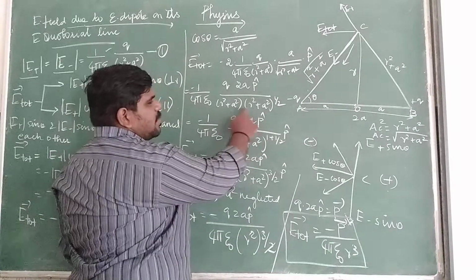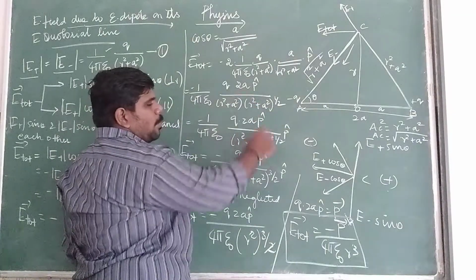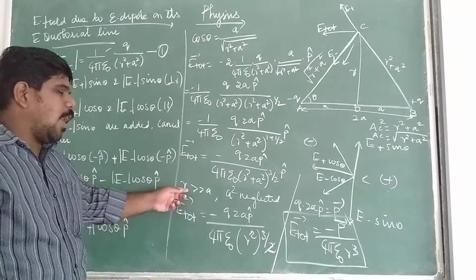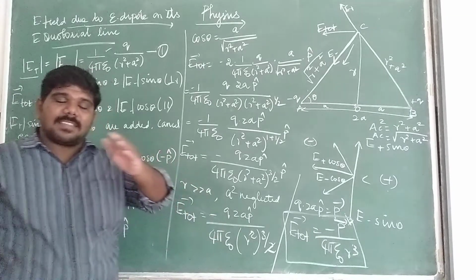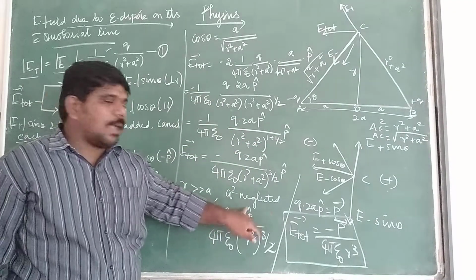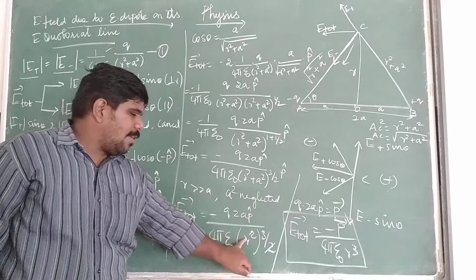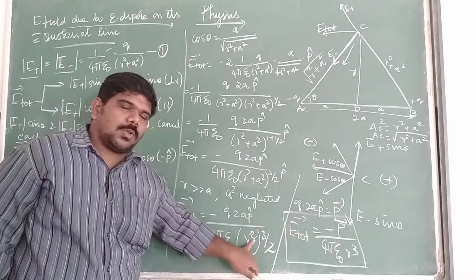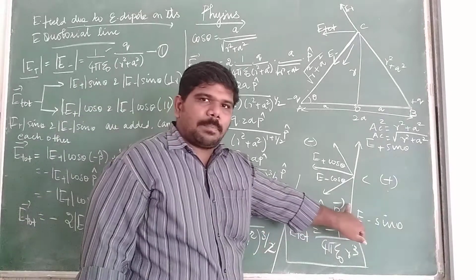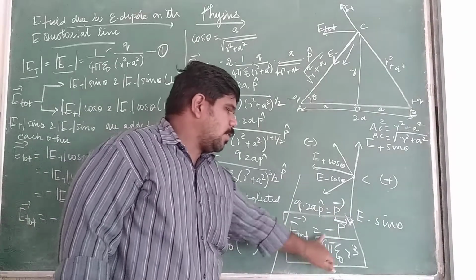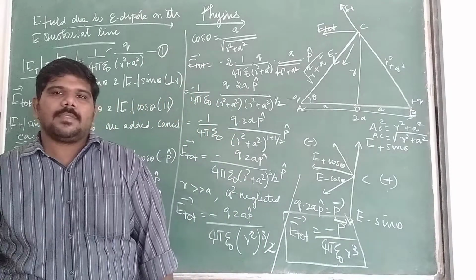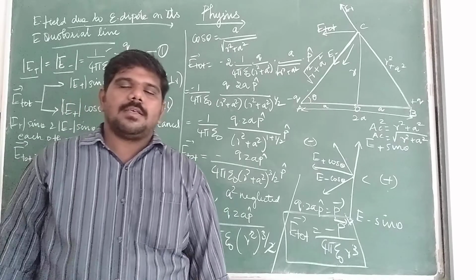So if the terms are the same, the powers should be added. So the power will be 1 plus 1 by 2, which is 3 by 2. If r is greater than a, that is, if point C is far away from the dipole, then the term a square will be neglected. We get r square the whole power 3 by 2, 2 cancels, and you get r cube. And q into 2a represents the dipole moment p vector. So the total electric field is equal to minus of p vector by 4 pi epsilon 0 into r cube. Okay, clear?